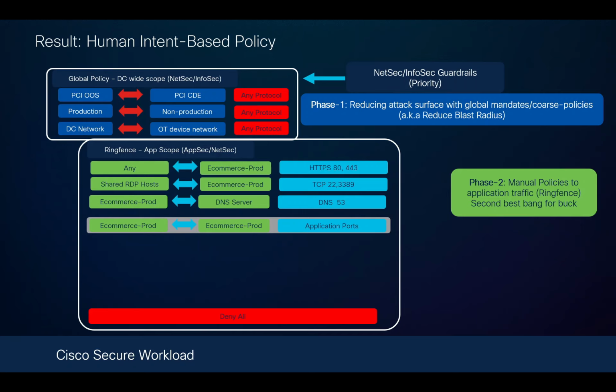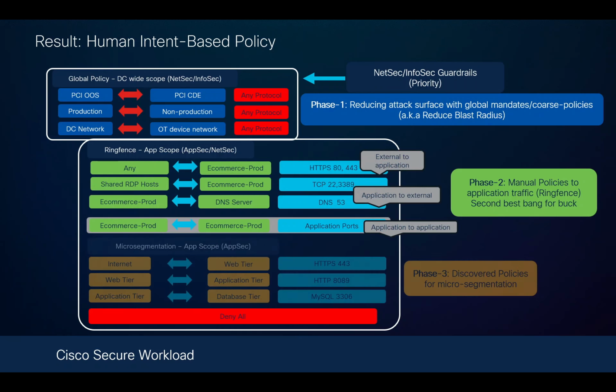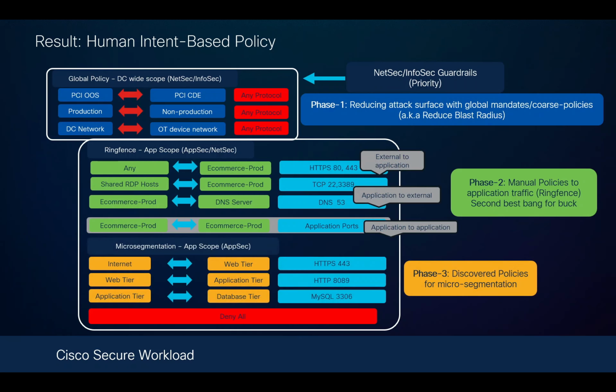Now, as we're starting to build these out, we may not start with micro-segmentation out of the gate. What we might start doing is risk reduction first. We'll reduce the attack surface by doing things like saying production and non-production should never communicate with each other. We might also start to ring fence and start saying that RDP access should only be coming from jump hosts, as an example.